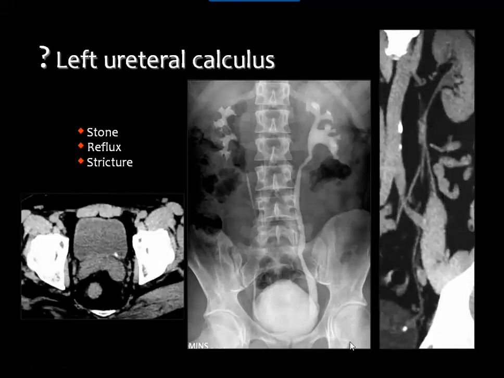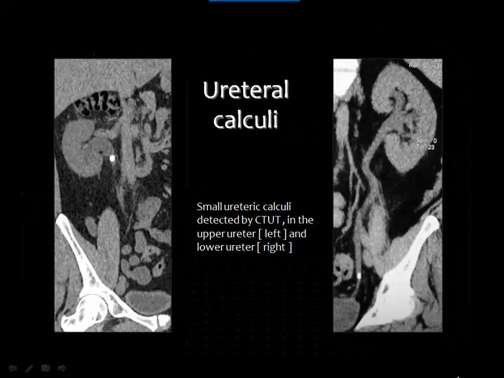And in this case, the CT-UT is helpful, and it can show the calculus if there is a calculus, and the reconstructed image better displays the course of the ureter as well as the site of the stone. Then you should remember that the coronal reconstructed images are essential images in the examination of CT-UT because they facilitate for the radiologist the detection of ureteric calculi.